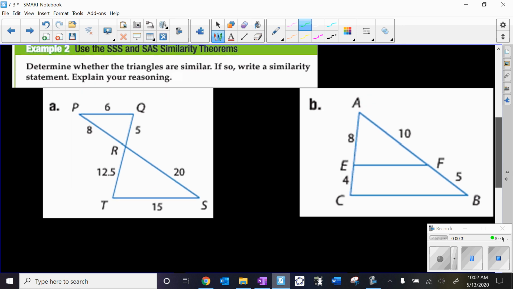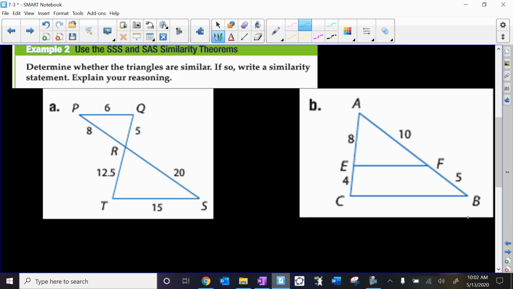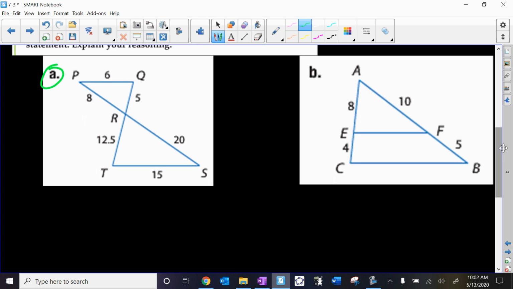So I've got a couple examples here. Looking at letter A, notice how they give you 3 side lengths in one triangle to 3 side lengths in another triangle. Most likely, we're going to try and use the side-side-side similarity theorem. You don't necessarily have to in letter A. You could actually use side-angle-side if you wanted to, if you picked the correct sides. But since they give me all 3 sides, I'm going to try and use the side-side-side theorem.